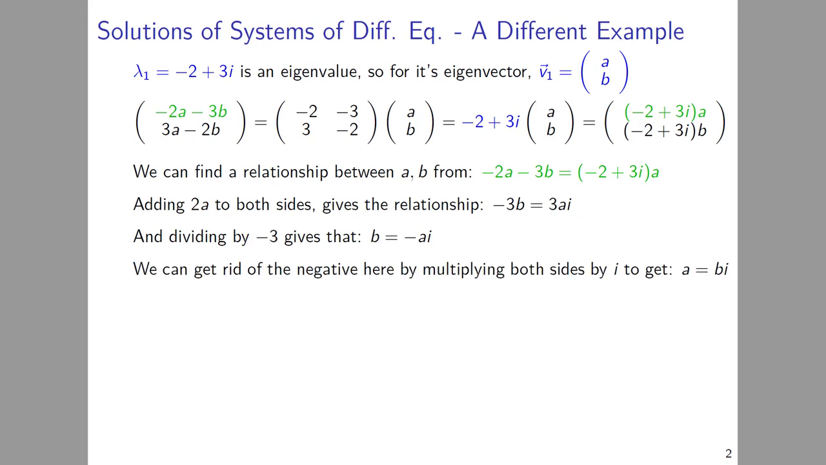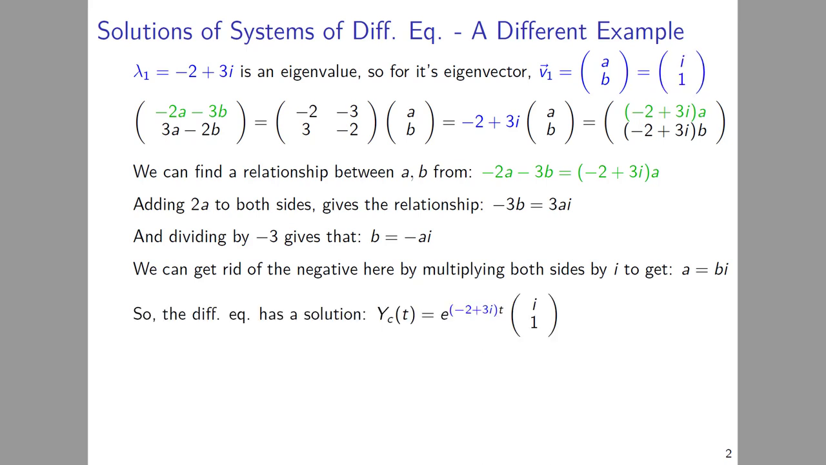And finally, we can get rid of that negative sign here by multiplying both sides by i. On the left-hand side, we'll have b times i, and on the right-hand side, we'll have -a times i squared, which is just a. So we get the relationship that a has to equal b times i. And we can pick b to be 1, giving us the eigenvector (i, 1). So the differential equation has some complex solution y_c(t) equal to e to our λ value times t, e^((-2 + 3i)t), times the eigenvector (i, 1).